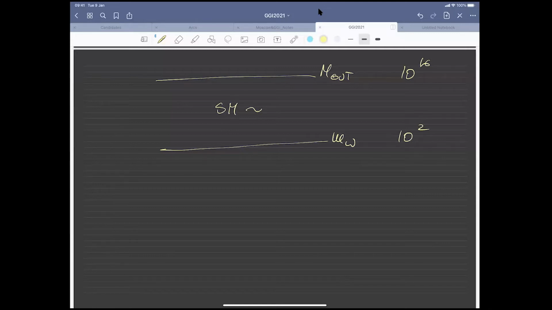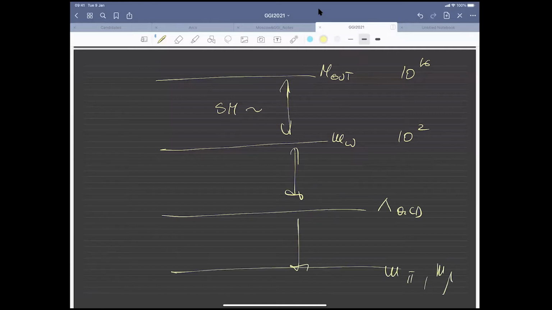So again, if this is the situation, in this desert, you have an approximately scale invariant theory. Very much like in the case described before, there is Lambda QCD, in between there is scale invariance, and then there is the pion mass. In fact, there is also the muon. And again, so it's all stages like this.